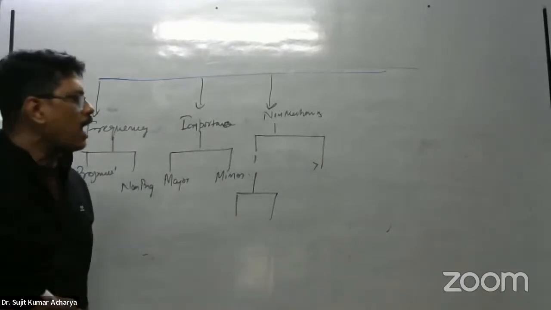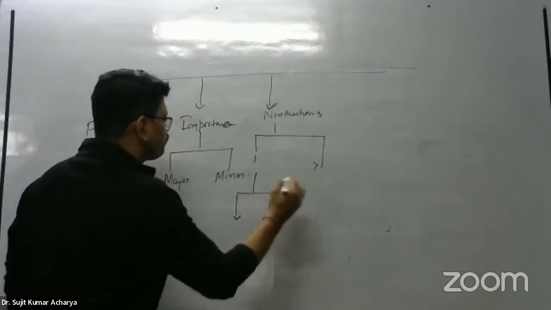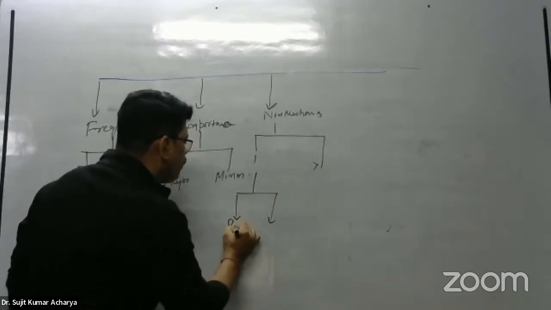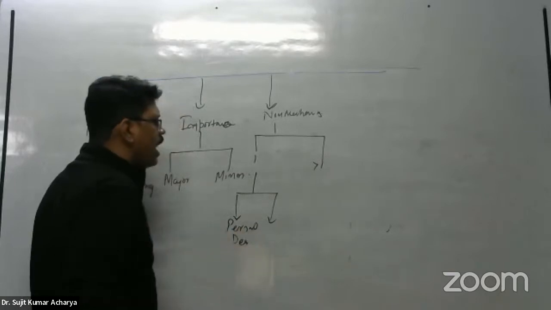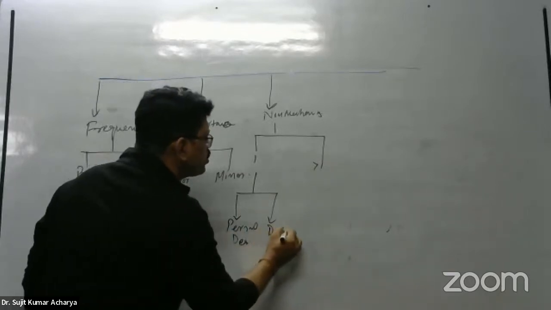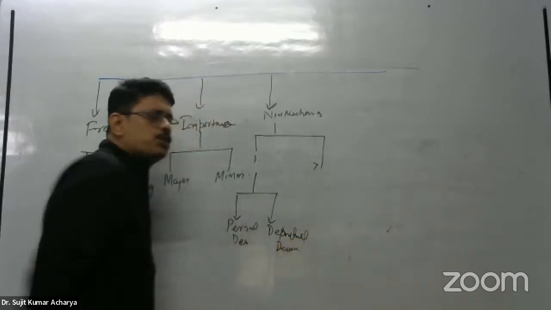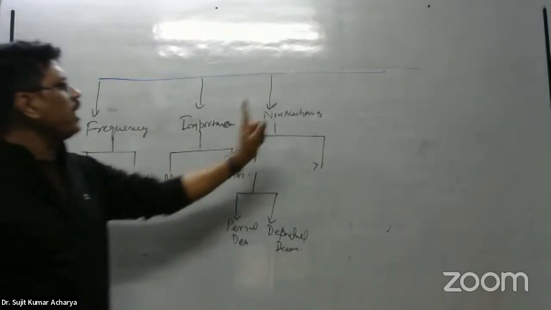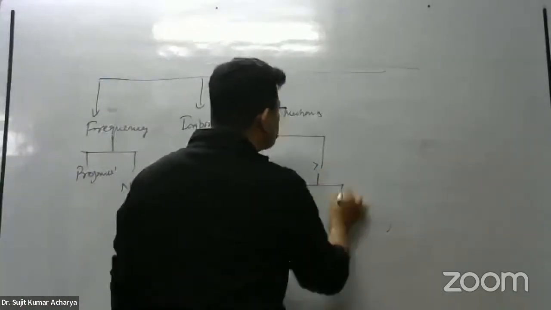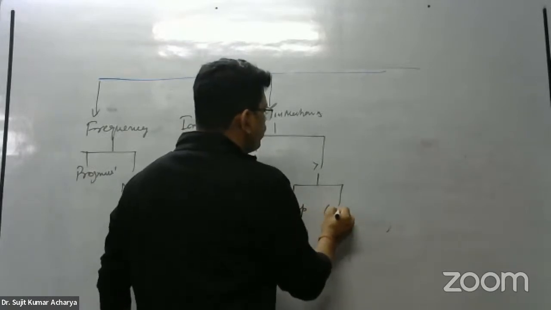One is personal decision and another is departmental decision. When more than one are involved, then the decisions are of two types: one is group, one is committee.